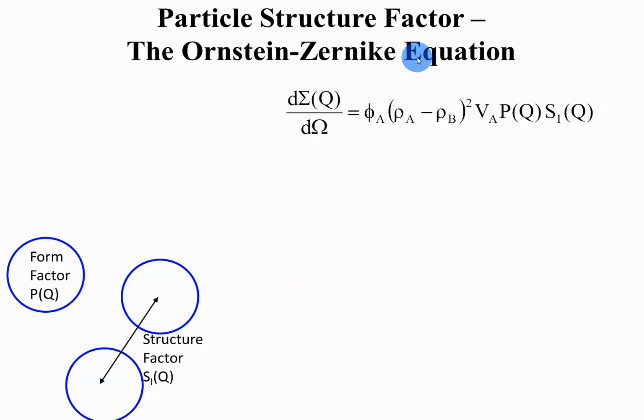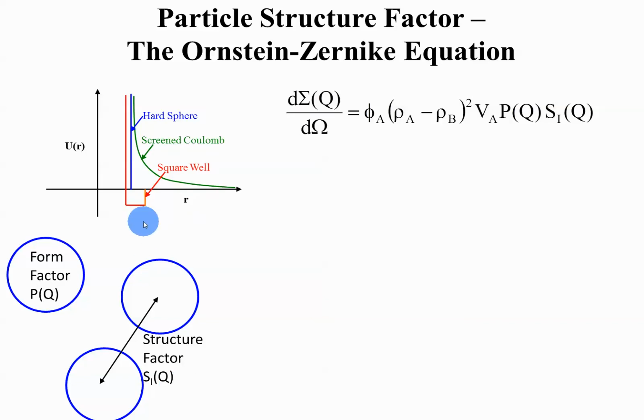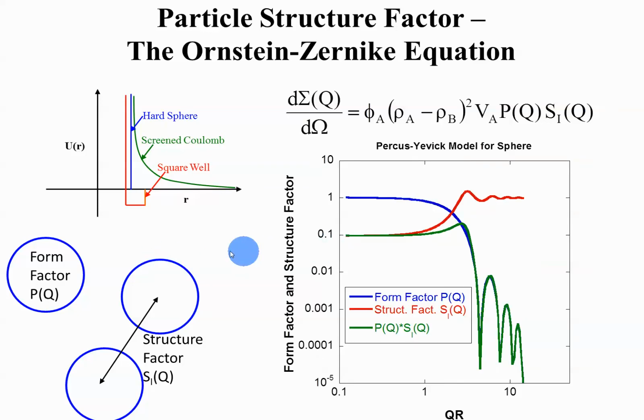So here it is, the Ornstein-Zernike equation. Let's assume that we have compact spherical particles. The form factor is P of Q. The interparticle part will be the structure factor S of Q. So there are analytical solutions for these types of interaction potentials, like hard sphere interaction potential, or screened Coulomb when the particles are charged, like charged micellar systems, or a square well for sticky spheres.